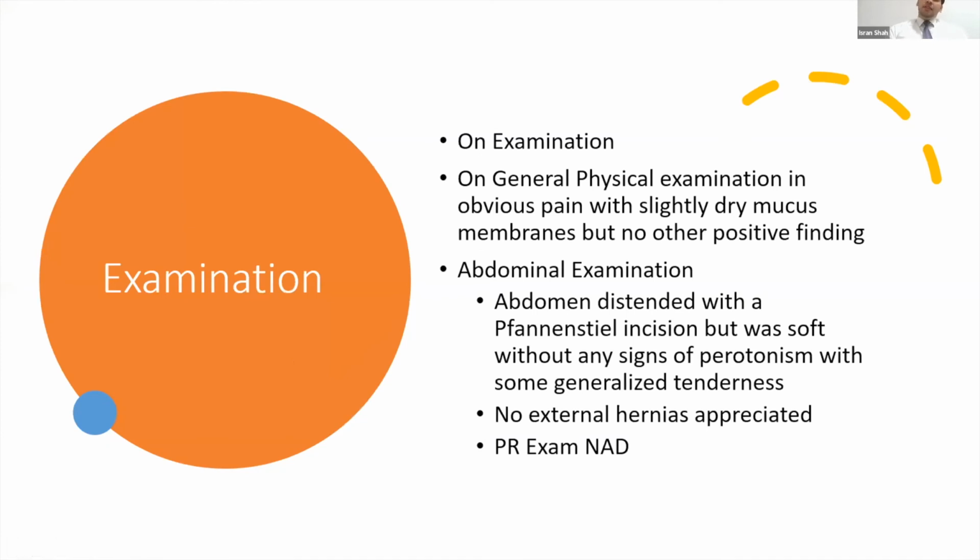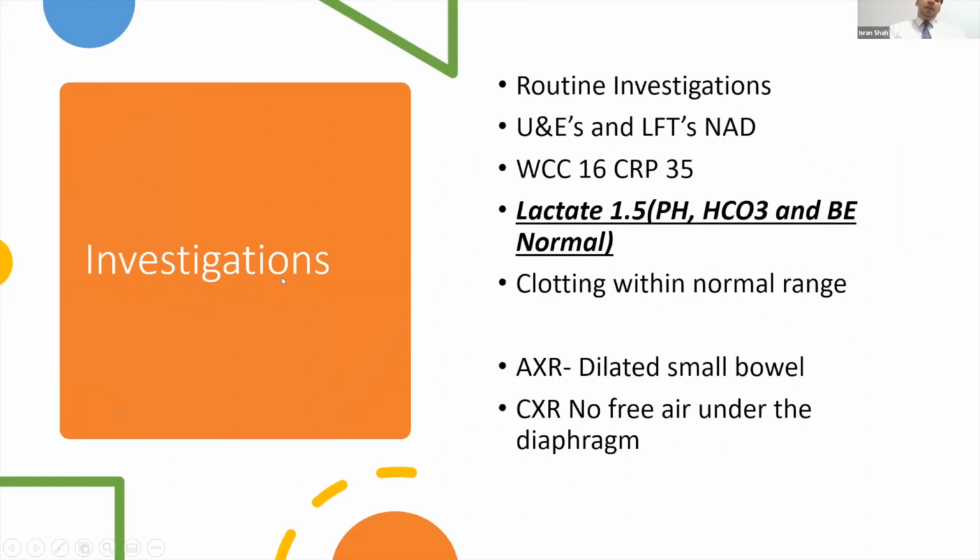On general physical examination, the patient was in obvious pain with some slightly dehydrated mucous membranes. No other positive findings on the general examination. Abdominal examination reveals an abdomen that was distended with a Pfannenstiel incision, soft without any signs of peritonism, but there was some generalized abdominal tenderness. No external hernias, and PR examination was unremarkable.